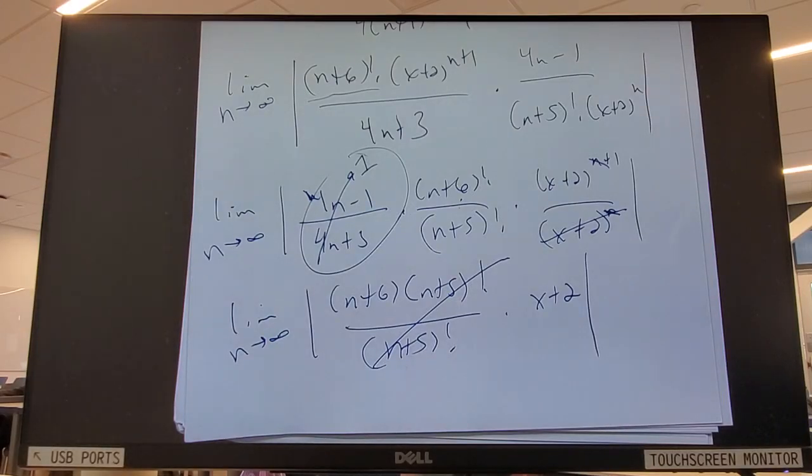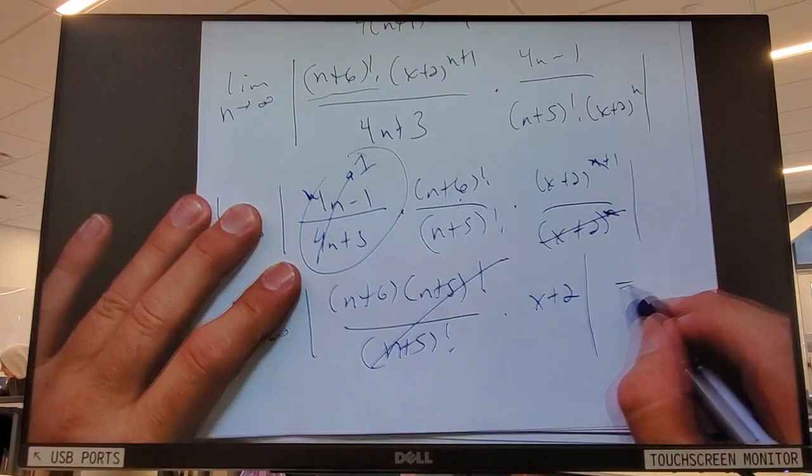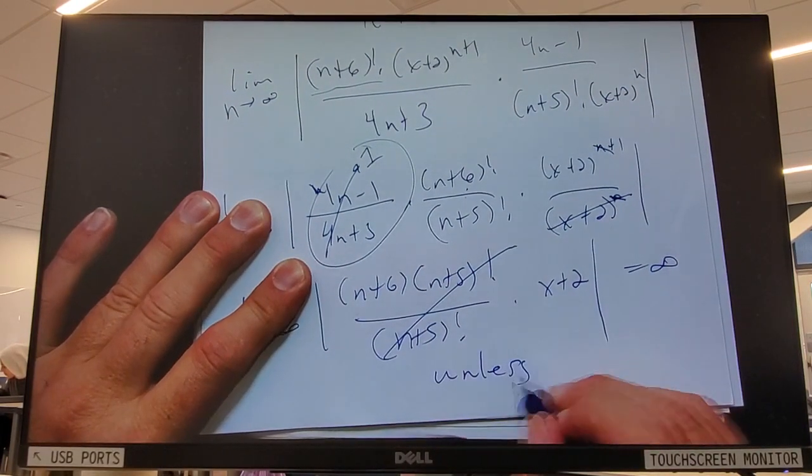What is the limit? Infinity. Yeah, as n goes to infinity, n plus 6 goes to infinity. But that's no matter what x is except for one thing. What could x be that would save that? So this is infinity unless x is negative 2.